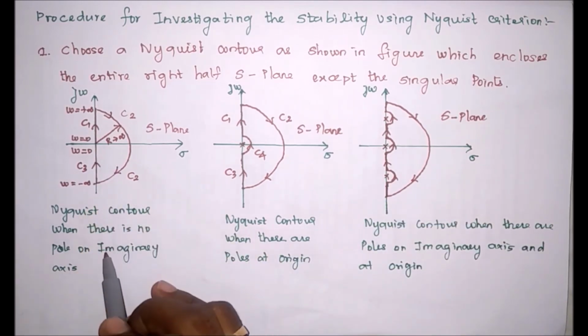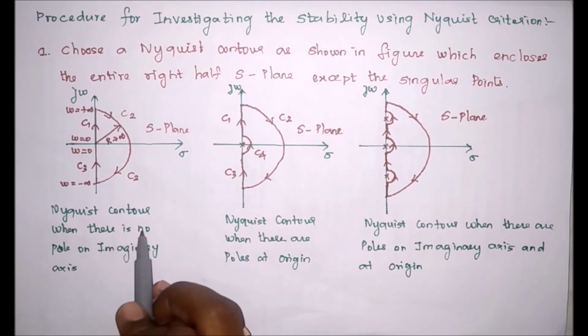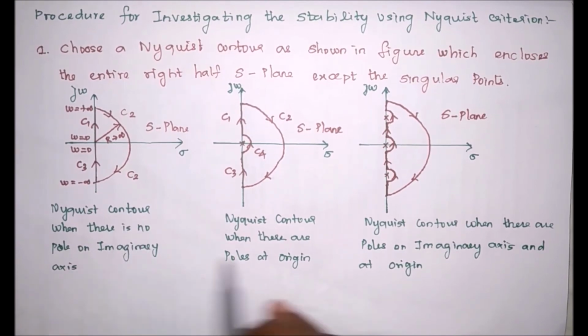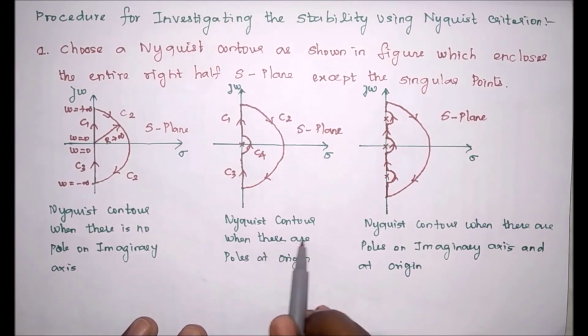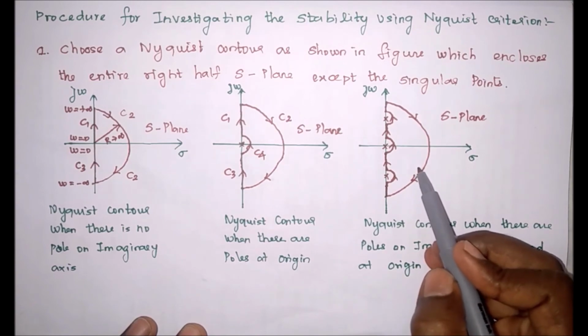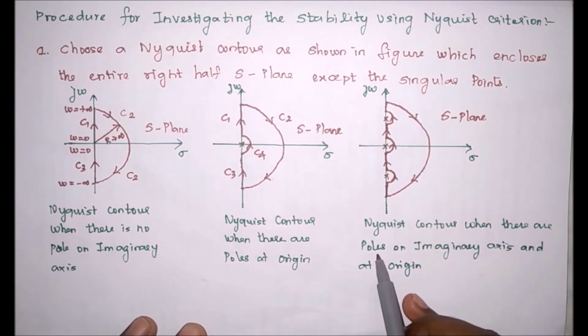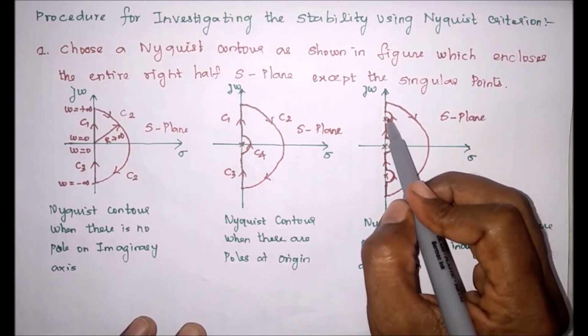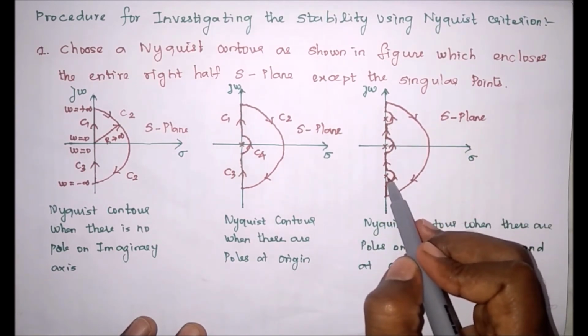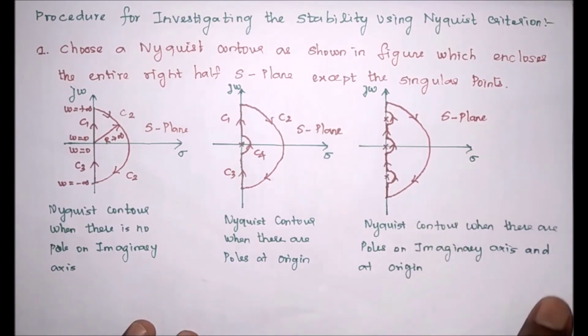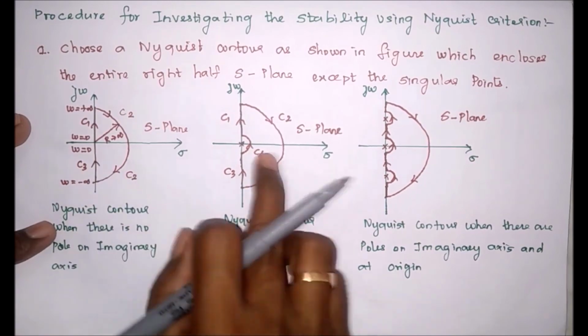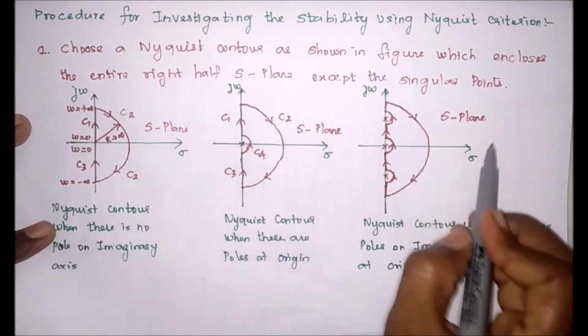So this is the Nyquist contour when there is no pole on the imaginary axis. This is the next Nyquist contour when there is one pole on the origin. This is the third Nyquist contour when there are 3 poles on the imaginary axis, which means 2 poles exactly on the imaginary axis and 1 pole on the origin. So this is step 1. We have to draw like this. So this is the S-plane.